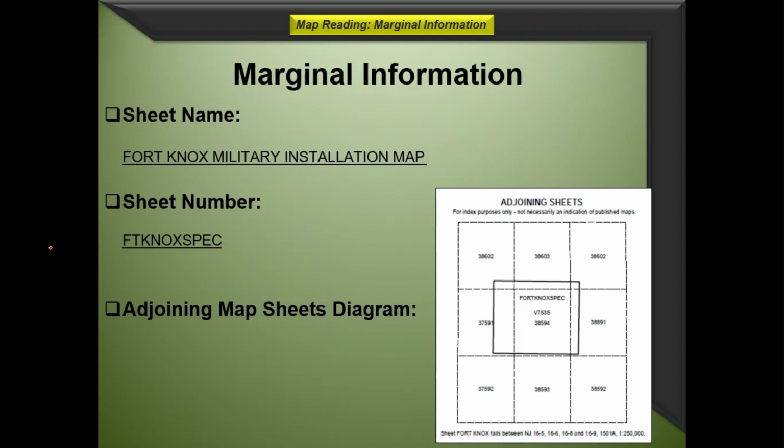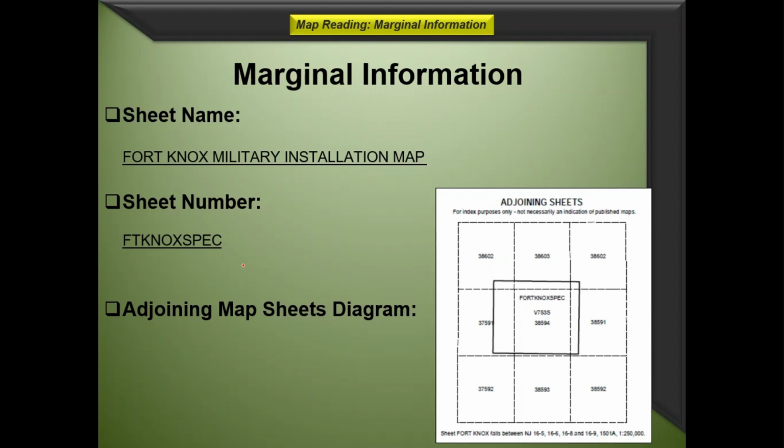So, to start it all off, we'll be covering the sheet name, sheet number, and adjoining map sheet diagram. What the sheet name is essentially going to tell you is the overall area that you're looking at for your map. In this example, it is saying the Fort Knox military installation map. That means the map you would be looking at would majorly cover the Fort Knox military installation. Then you have the sheet number.